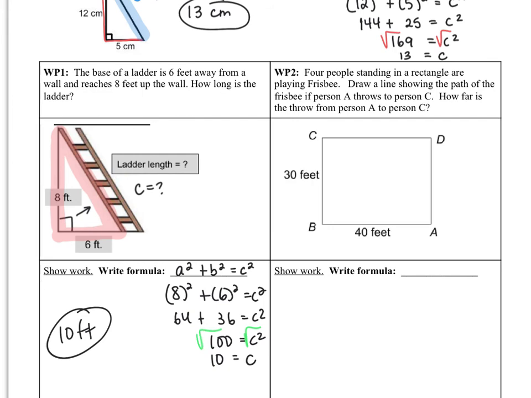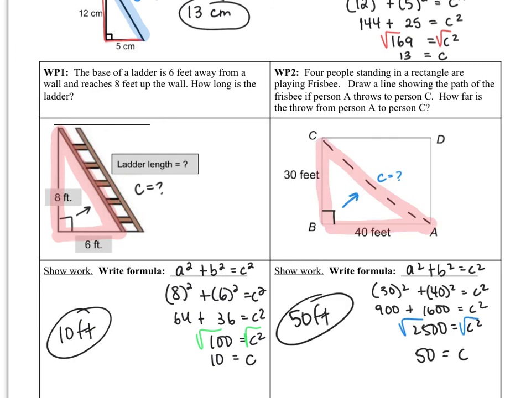That means I'm looking for the number times itself that would give me 100. That could be 10 or negative 10. But again, it's a distance, so I'm only going to use positive, and so my answer would be 10 feet. Give word problem 2 a try. Read through the problem, do what it asks, find the missing distance, press play when you're ready to check your answer.